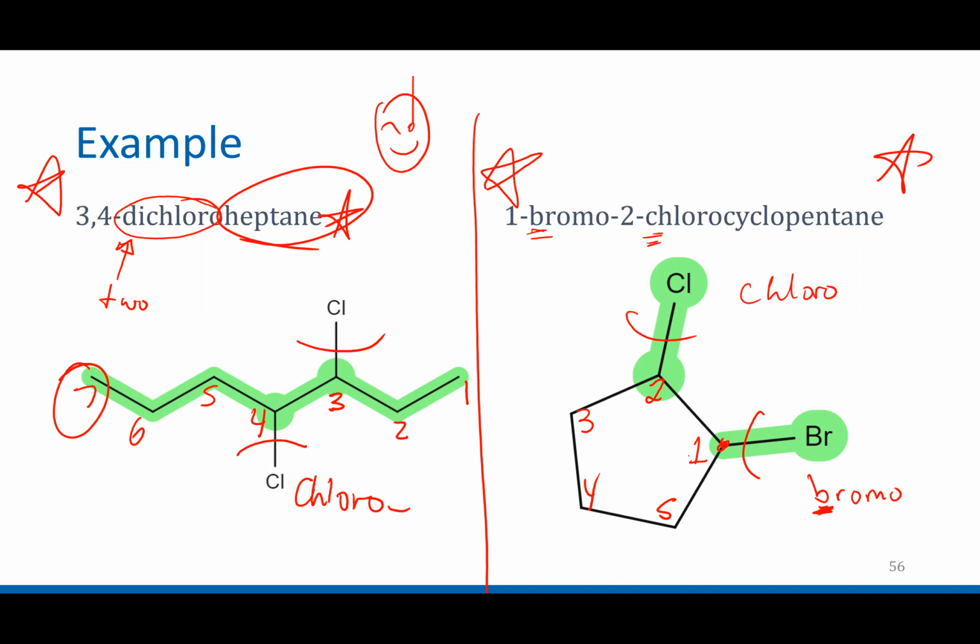Now again, you guys know I'm not picky. I'm not going to go too crazy with this, but I mean, if you want to be perfect, you want to get absolutely perfect 100%, start at the BR because it's bromo, and then go this way, counterclockwise. So this would be 1-bromo, 2-chloro. Notice there's no space here. This is just all one word. 1-bromo, 2-chlorocyclopentane.